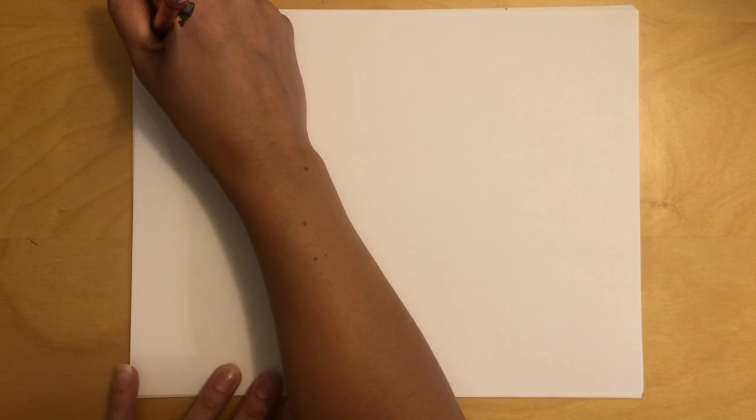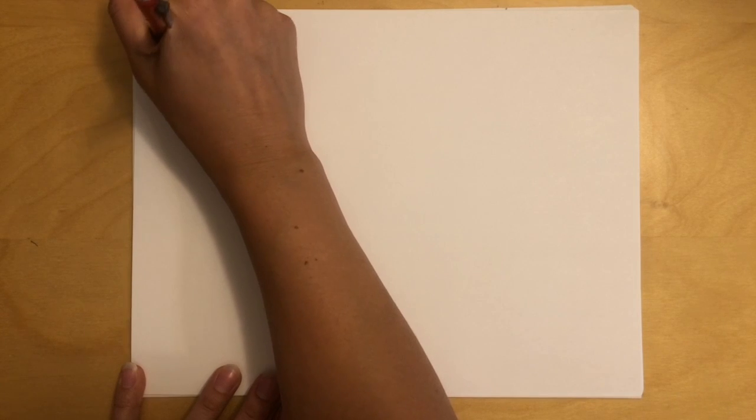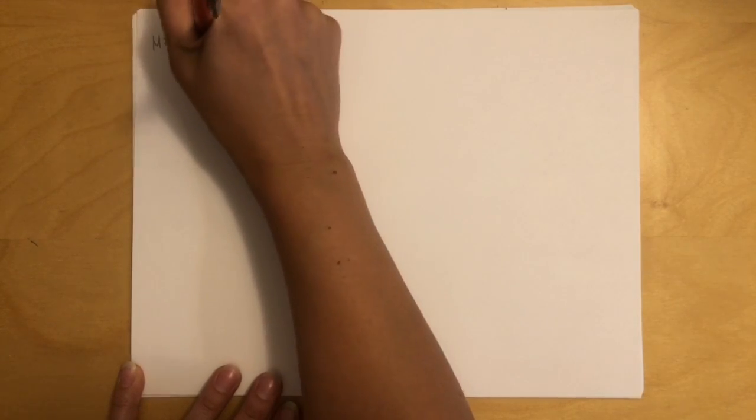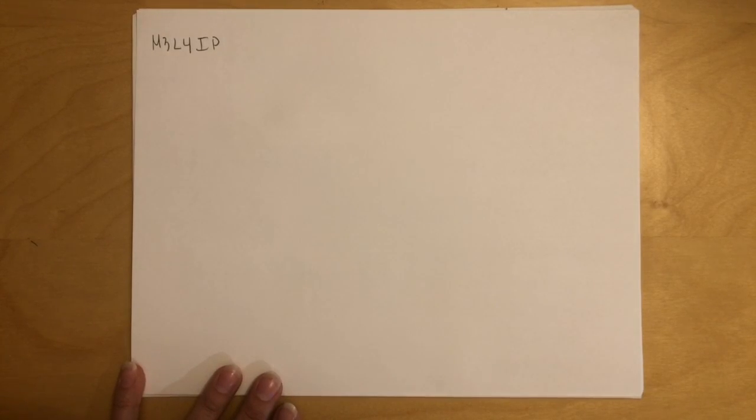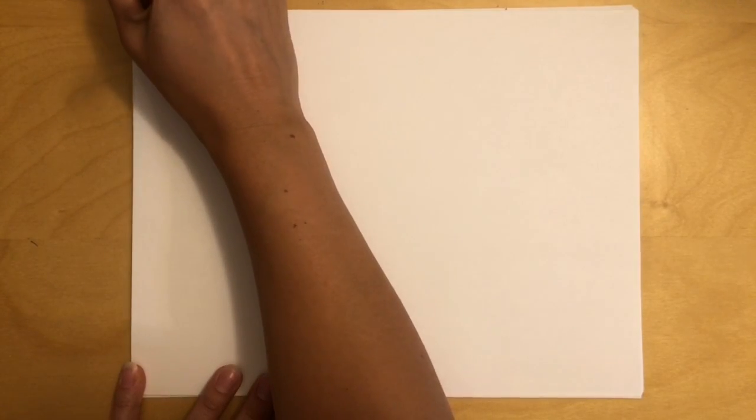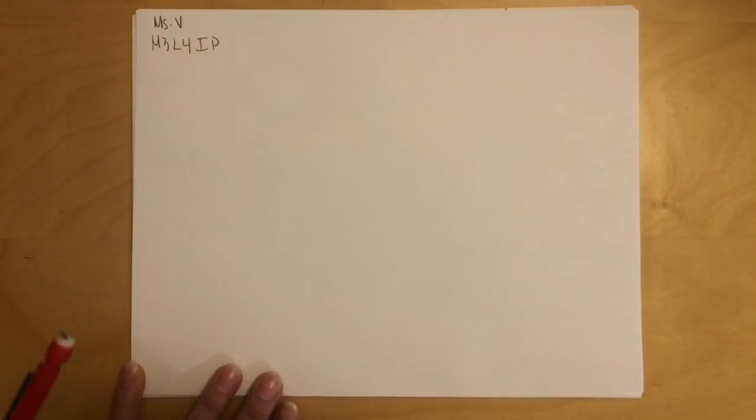I am going to show you how to do all the problems in Module 3, Lesson 4, Independent Practice, in case you got something wrong and want to know why or want to redo it. Make sure your name is at the top of your paper.